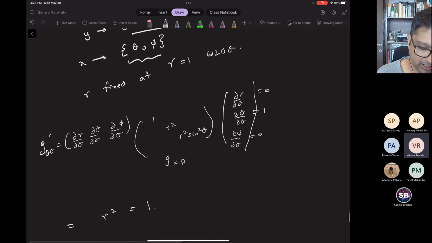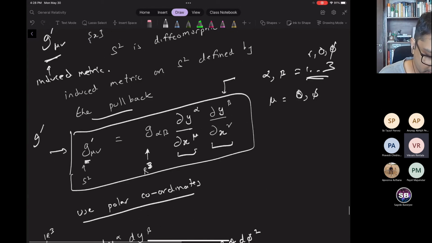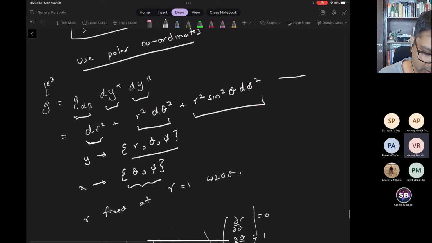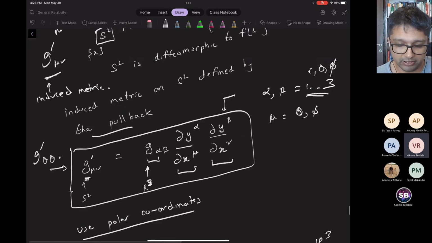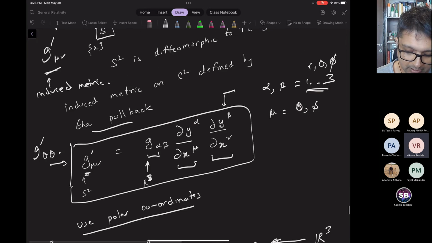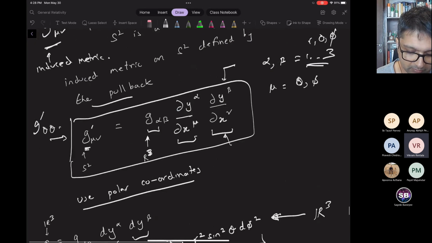Then we can work out, for example, suppose we want to work out G prime theta theta. So what we need to do is take G alpha beta, which is the metric in R3. We need to focus only on those points which are in the image of f of S2, that is, we're focused on the points with r is equal to 1. And then what we need to do is we need to apply our Jacobian. We need to apply these Jacobians.